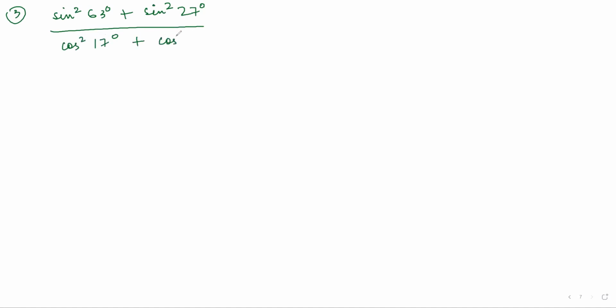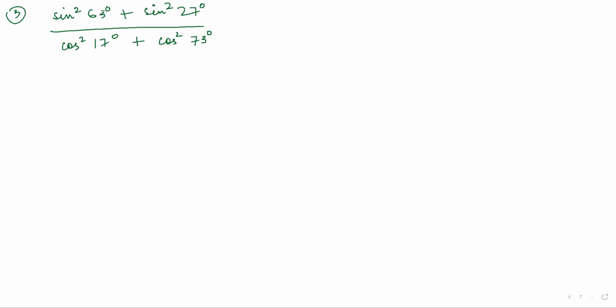Third question. The third question is sine square of 63 degrees divided by cos square of 17 degrees plus cos square of 73 degrees. You have to find its value. This is the third question in your book, right? Identities are not even required here. You can use the complementary relationships, correct?